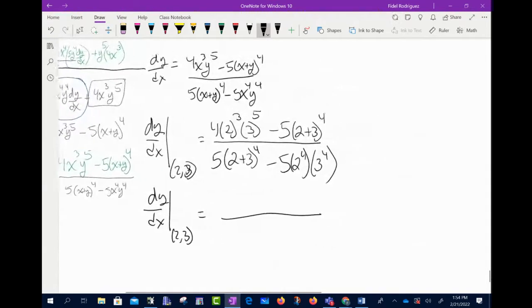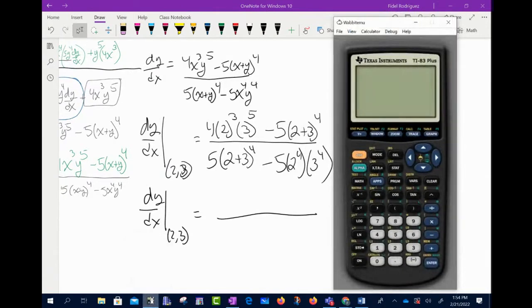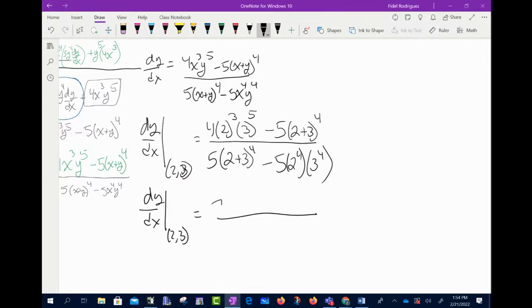Everybody agree this next part is pretty much going to be calculator work? So look, let's do it in pieces. We're going to go 4 times 2 to the third times 3 to the fifth. So that's giving me 7,776 upstairs.